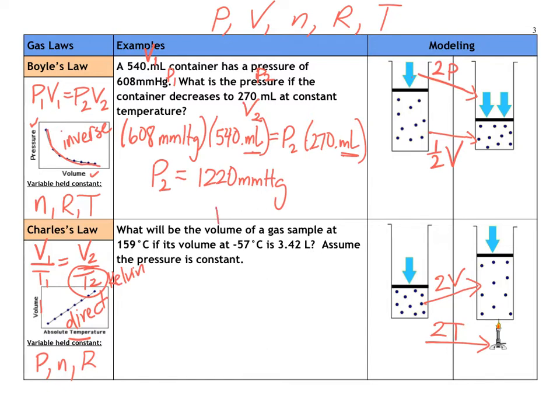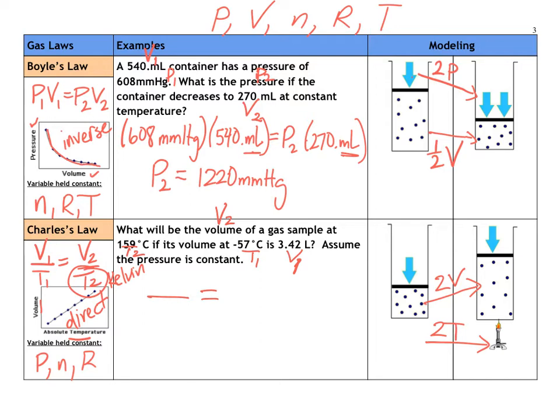What will be the volume? It sounds like a V2 scenario, but it doesn't really matter whether we call it V1 or V2, as long as we pair it up with the temperature correctly. So if we call this volume 2, this must be T2. And then of course this must be volume 1, and this is temperature 1. And it says assume pressure is constant. Now, if it doesn't mention that last statement, you can still assume that pressure is constant because pressure is not changing in this problem. So let's go ahead and look at the equation.